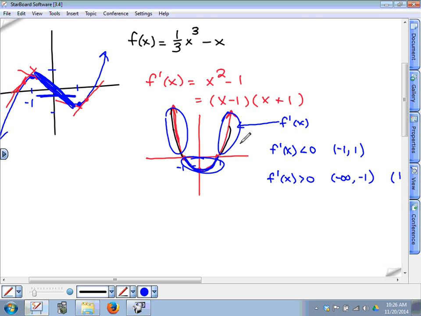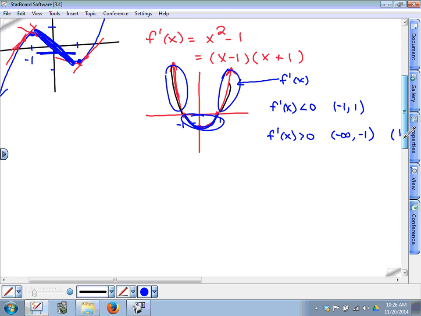I'm just connecting something to last time's lesson, increasing and decreasing. We haven't gotten to concavity yet. Okay? Makes sense so far.